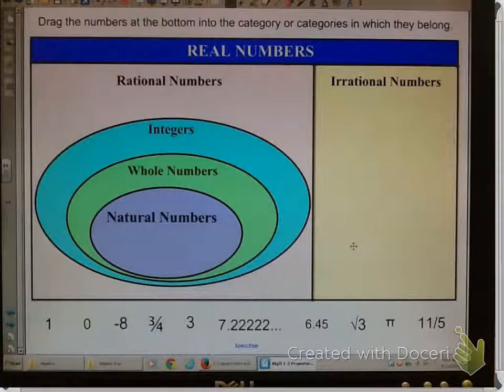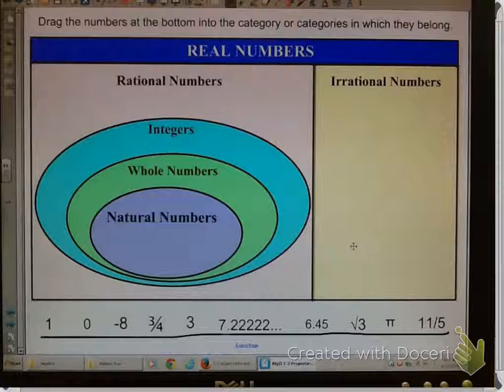We're going to talk about how to classify real numbers. Pretty much every number we're going to talk about this year in Algebra 1 is a real number. When you get into Algebra 2, we'll start talking about some imaginary numbers. But for now, everything that we talk about is a real number. Every single one of these numbers that you see down here along the bottom is real.